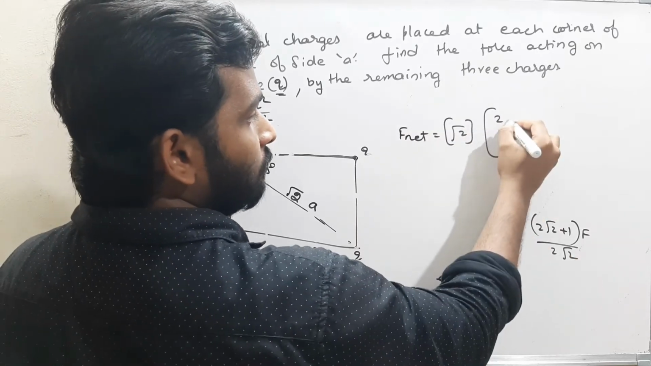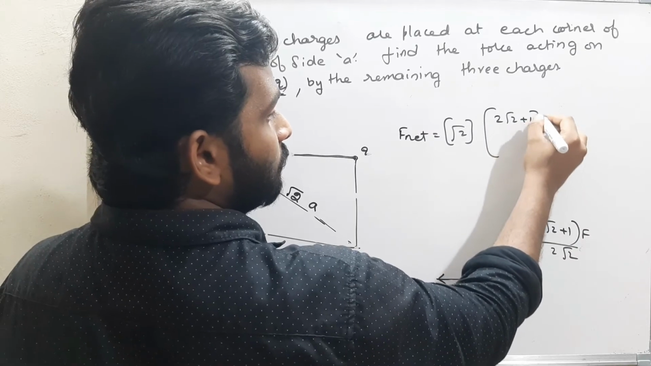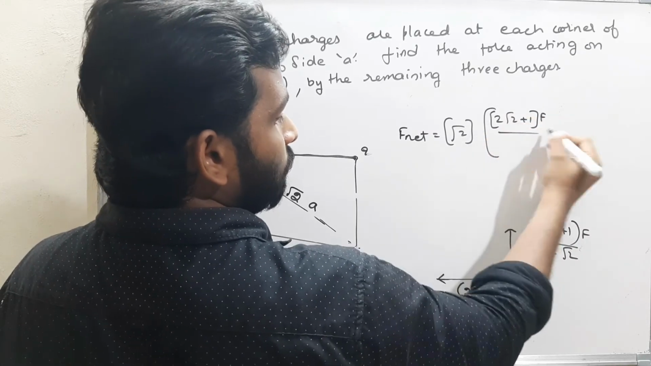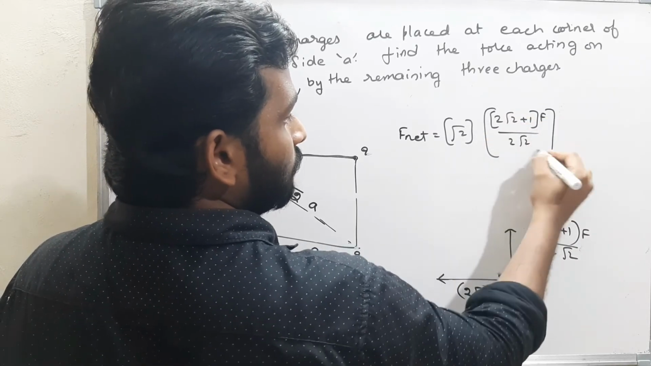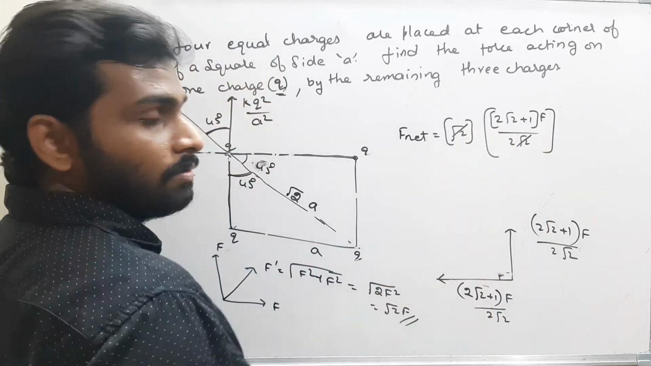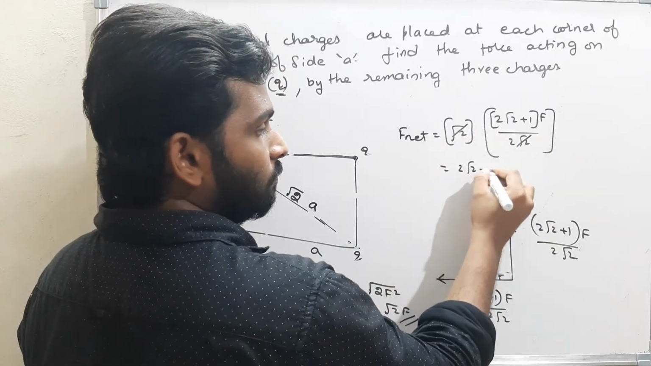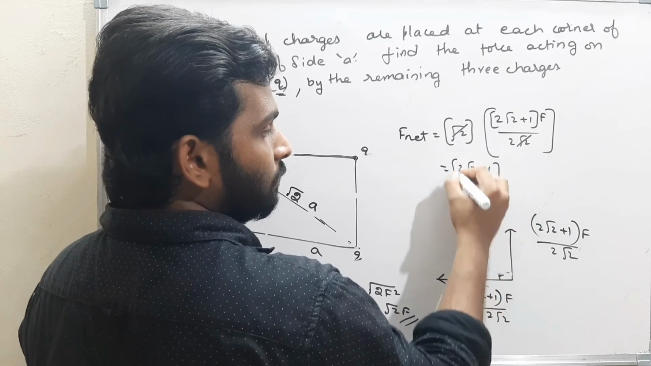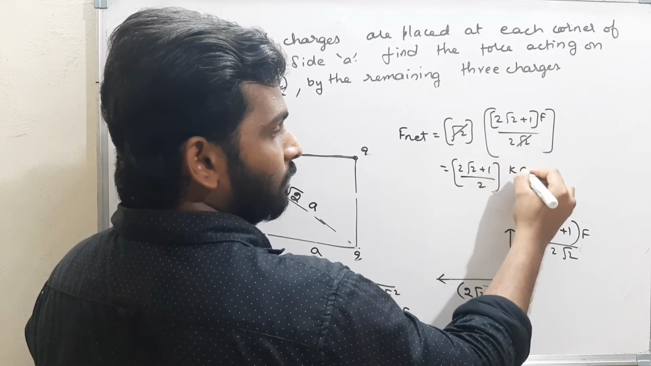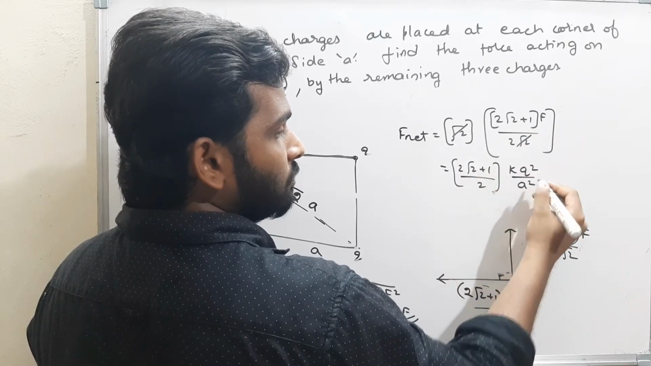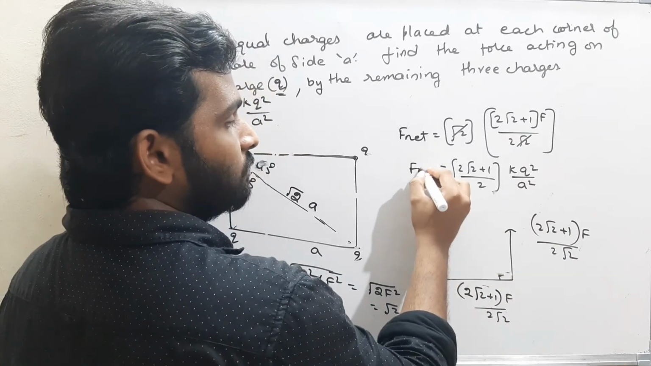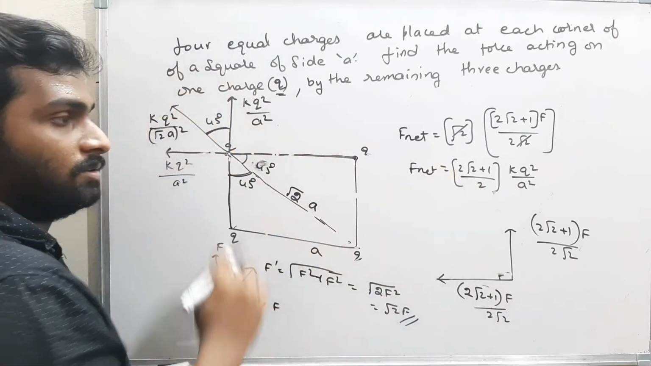There is nothing but 2 root 2 plus 1 into F by 2 root 2. Root 2 and root 2 cancelled off. What is the answer? 2 root 2 plus 1 by 2 into F. What is F? F is nothing but K Q square by A square. That is the answer. That is the net force acting on one charge by the remaining three charges.